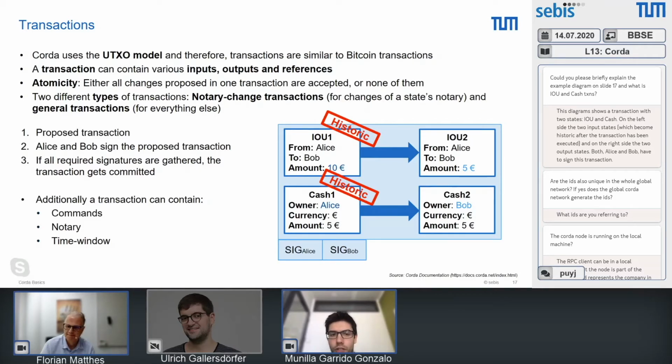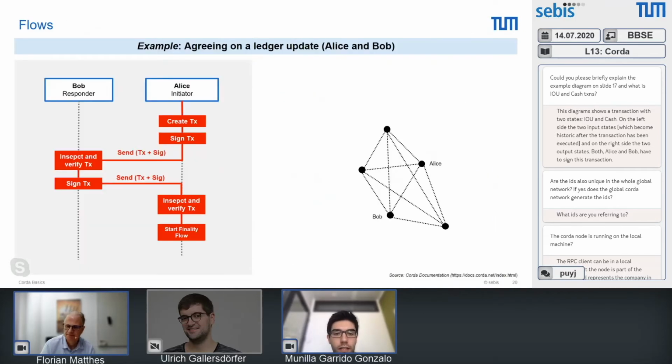I have another question for slide 20, just for clarification. There's a student asking, shouldn't a notary be involved in slide 20? Yes, that's right. I first want to talk about the flows, and then we talk about the notaries. So I left the notary out. That comes only at a later stage, when I also involve the notary in the code.